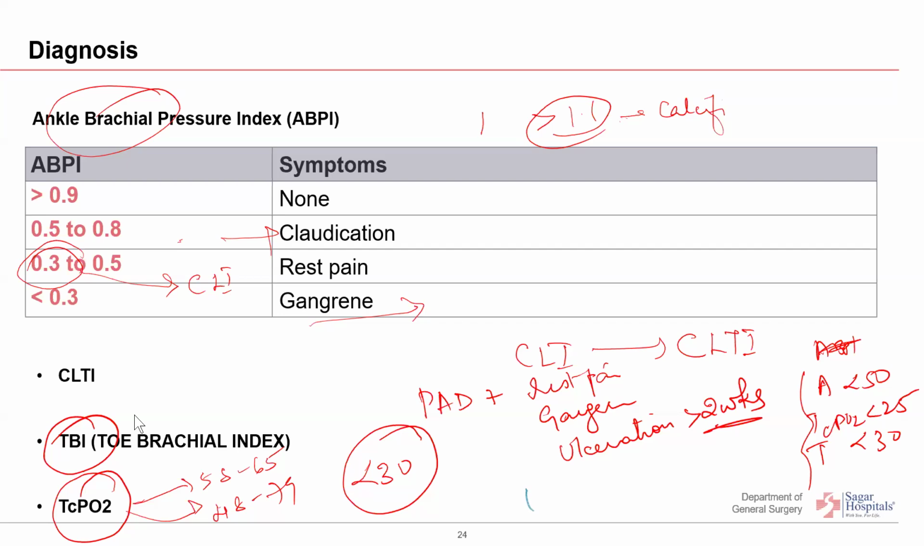Critical, no, sir. Critical limb ischemia is when the patient is imminent for gangrene. It is almost on the verge of compromise.